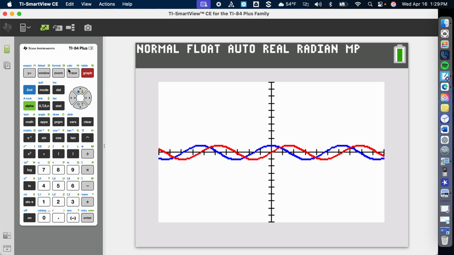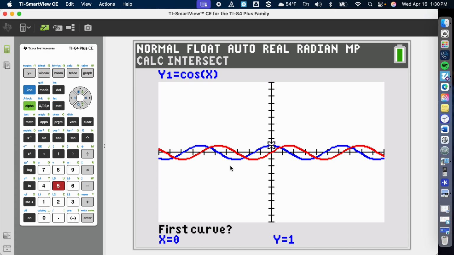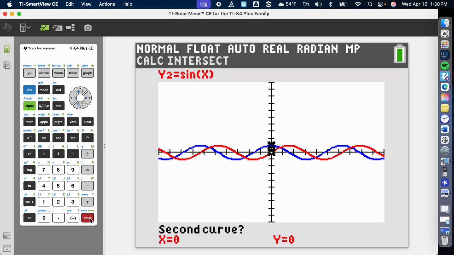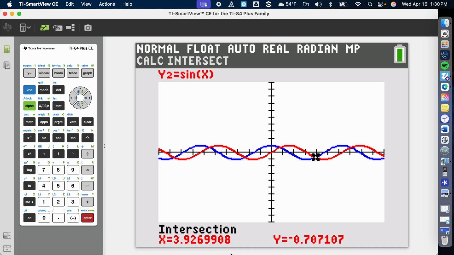To find the intersection on your calculator, go to the calculation menu above trace. So second trace. This is going to find where they intersect, so number 5. When you choose intersect, it's going to ask you for which 2 curves you want to intersect. So I have to hit enter on this blue one, and then I'm going to hit enter on the red one. And then it asks me about where they cross. So I need to move the cursor about where they cross. And that's going to be my first x value, 3.927.